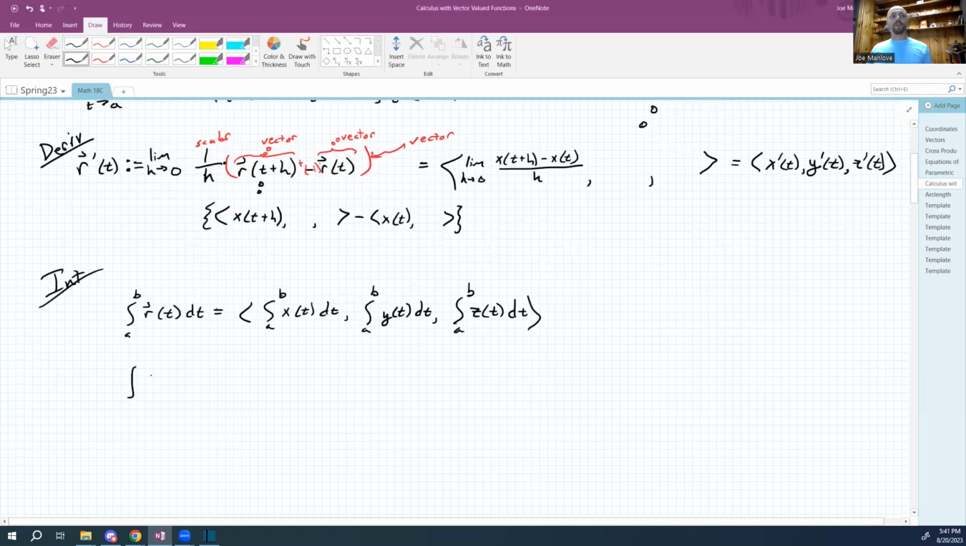When we're doing indefinite integration, which is really a thing we actually do a little bit, we're going to just indefinitely integrate in each piece. You'll need to remember the plus c's. There will be a different plus c for each piece, but that's all there is. You're going to anti-differentiate x of t dt in the x coordinate. You're going to anti-differentiate y of t dt in the y component, and you're going to anti-differentiate z of t dt in the z component. That's it. That's all there is.